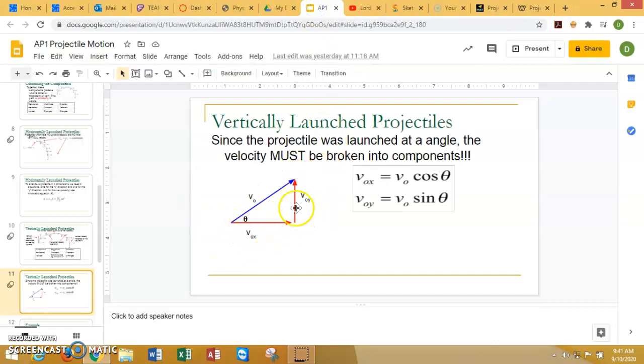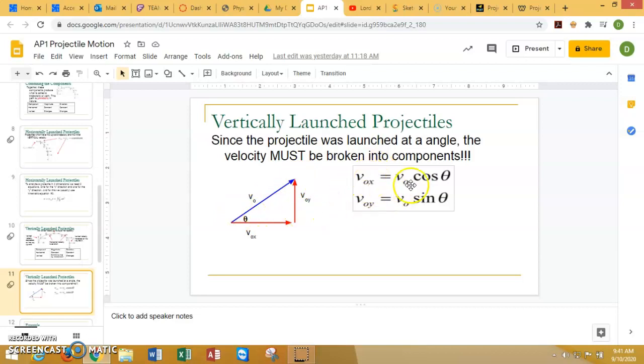We break it up into what are called components, if you recall. We did all that right triangle trig stuff. And so you need to figure out what is my speed in the x and my speed in the y. And it's very simple. This we call V0. This is our resultant of our right triangle.